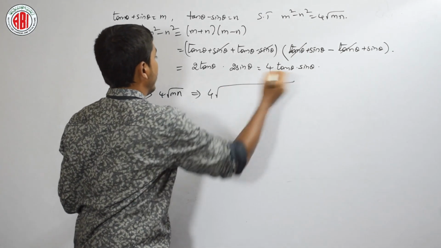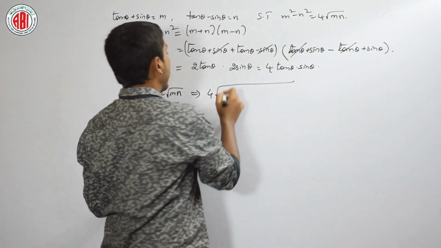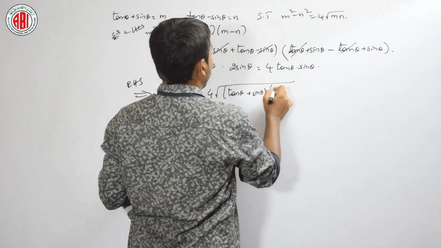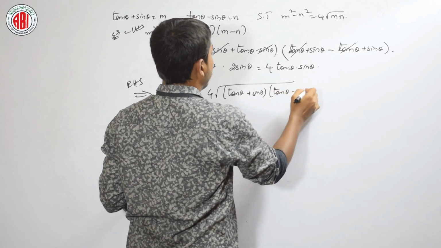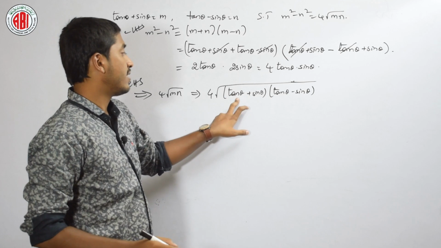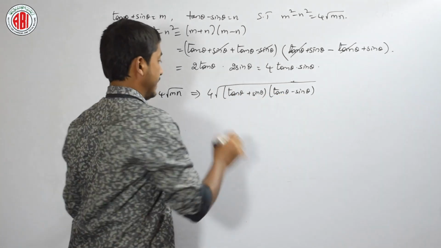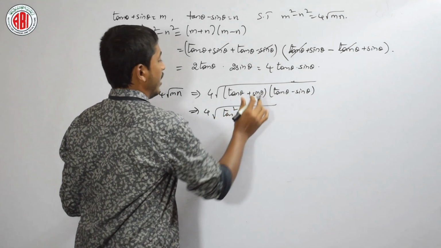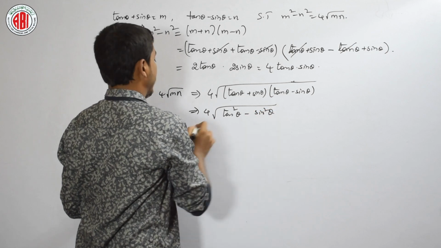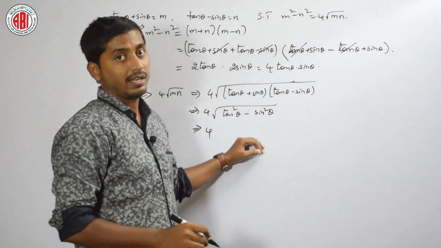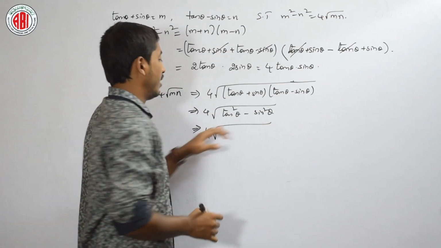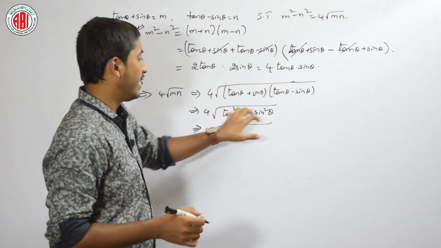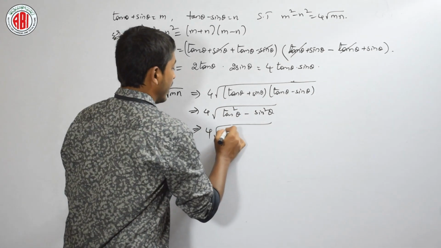That is 4 under root, what is m here? Tan theta plus sine theta into what is n? Tan theta minus sine theta. Is it clear? Again this is in the form of a plus b into a minus b. Is it? 4 into a square, that is tan square, minus b square, which is sine square theta. Is it right? This is how we will simplify it. Now see here, let us simplify it more. We can convert everything into single terms, or let us simplify each and every term. Let us convert this tan theta, it will become sine square.